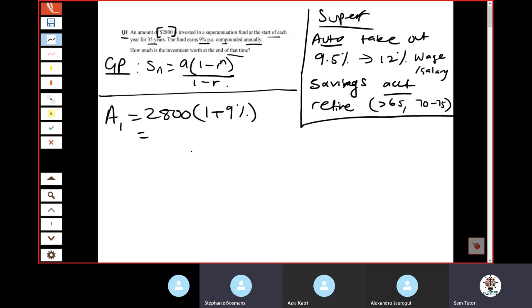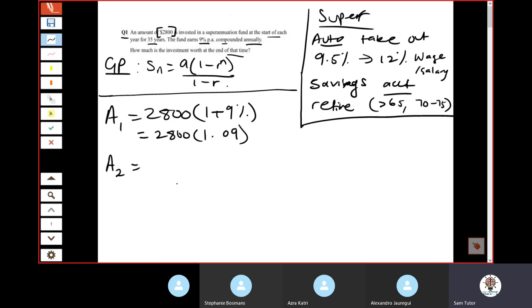We're not interested in the answers. But what we want to do is not write this as 1 plus 9%. We do want to write that in a simplified version, which would be 1.09. Okay. Then we need to work out what A2 is. Always you've got to work out A1, then you've got to work out A2, and then you've got to work out A3. A1 is the amount left at the end of the first year. A2 would be the amount left at the end of the second year.